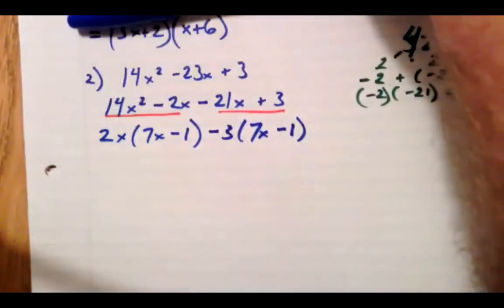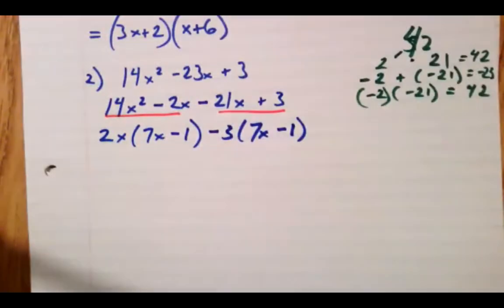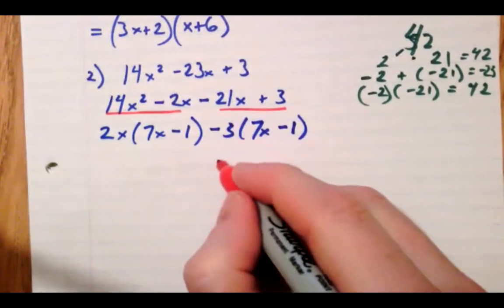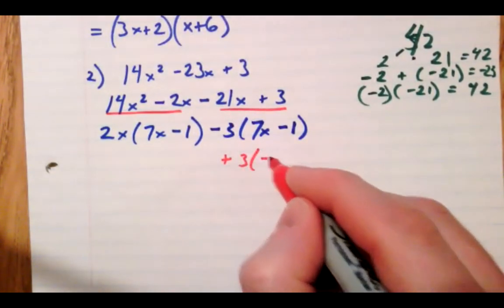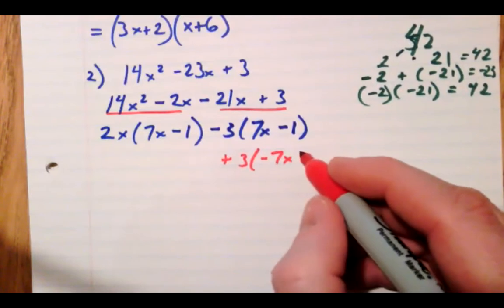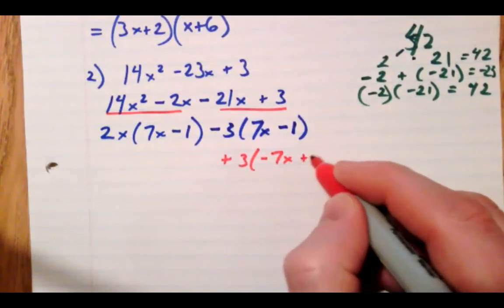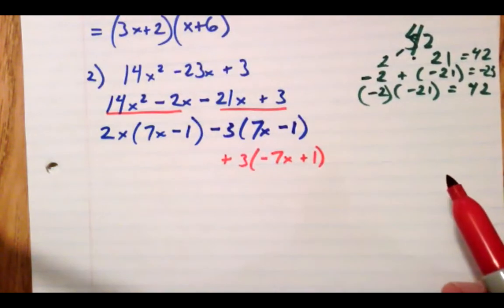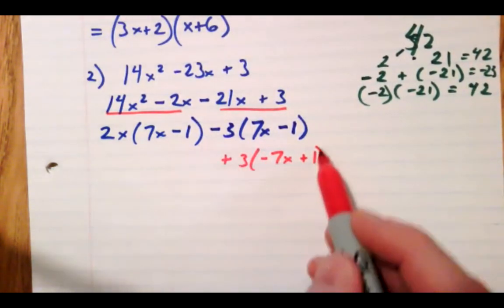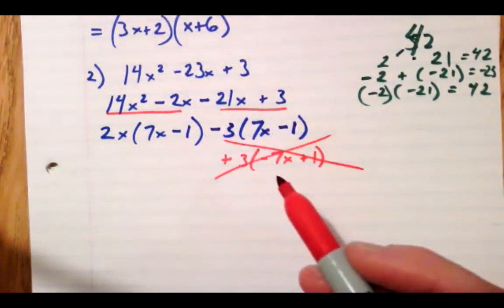I'll show you in red. Red meaning stop. If I didn't take out the negative, it would be plus 3 times negative 7x plus 1. So I took out a negative and the signs changed for everything. I'm going to cross this out, meaning don't do it. It's the wrong way to do it.